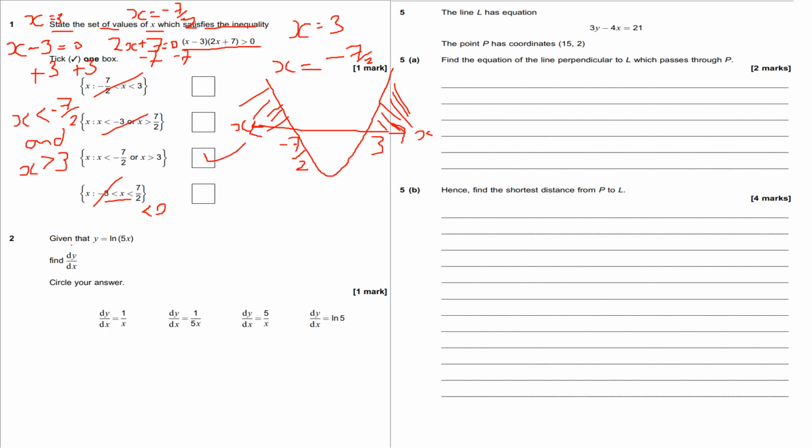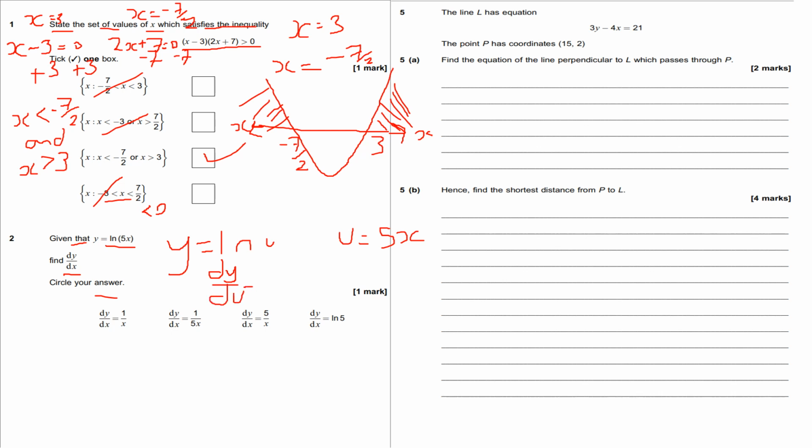Question number 2, given that y is equal to natural log of 5x, find dy by dx. So your answer, well again it's using the chain rule. So y is equal to log u, u is equal to 5x, dy by du, so differentiating natural log. Hopefully you're happy with that.